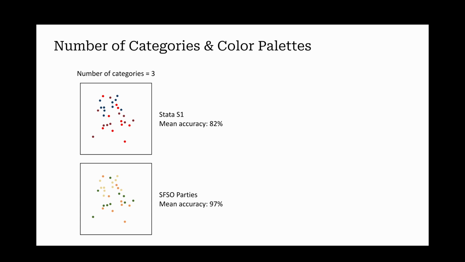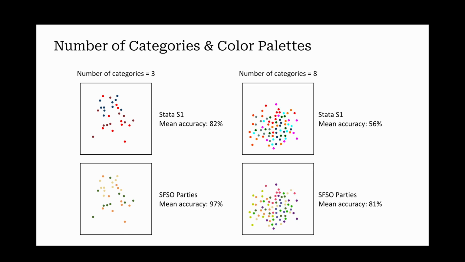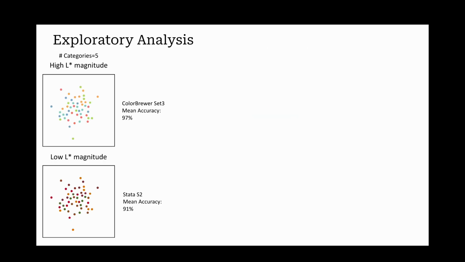Here we are showing examples of scatterplots with the number of categories equal to 3. The mean accuracy for Data-S1 when the number of categories equals 3 is 82%, and for SFSO parties is 97%. Let's see how it looks when having a higher number of categories. For scatterplots with 8 categories, they have mean accuracy of 56% and 81% respectively.